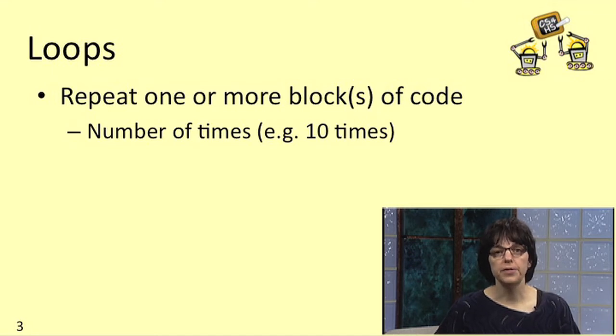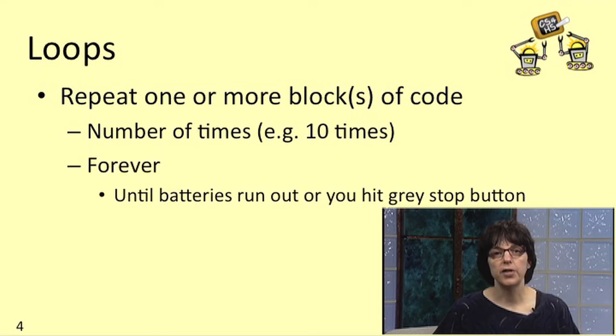There are several different types of loops. In this class, we're going to cover 3 of them. The first type lets you repeat your code a fixed number of times that you specify. For example, to create a 30-second dance, we could repeat our 3-second dance 10 times. Another type instructs your NXT to repeat your code forever, which in NXT terms means either until the batteries run out or until you press the gray rectangular stop button on the front of your NXT.